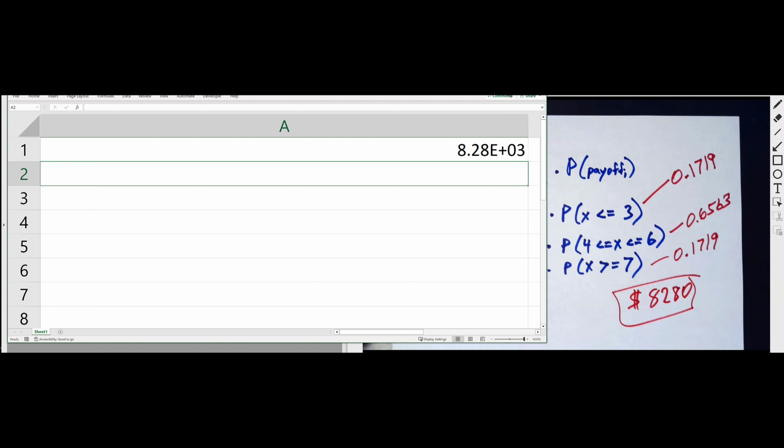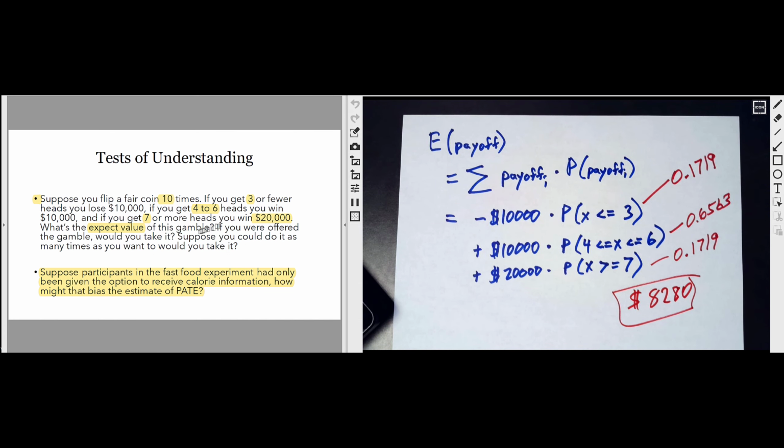The question becomes then, would you take this gamble? And the answer is similar to what we talked about before, which is that whether you take this gamble or not depends on how risk-averse you are. If the concept of losing $10,000 is more painful to you than the likelihood of winning $10,000 or $20,000, you would probably decline this gamble.